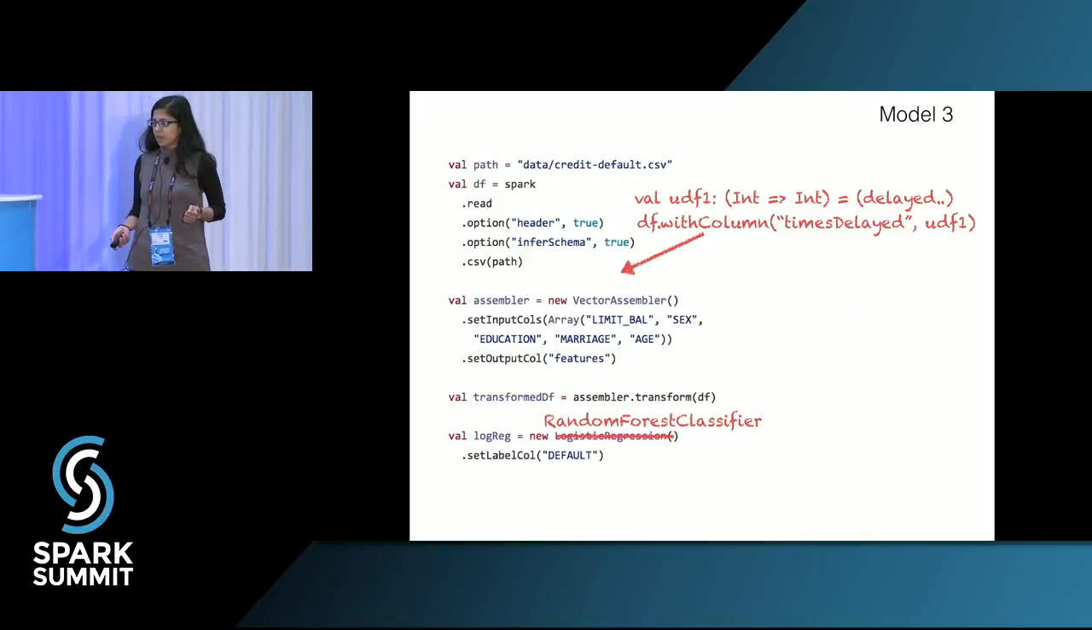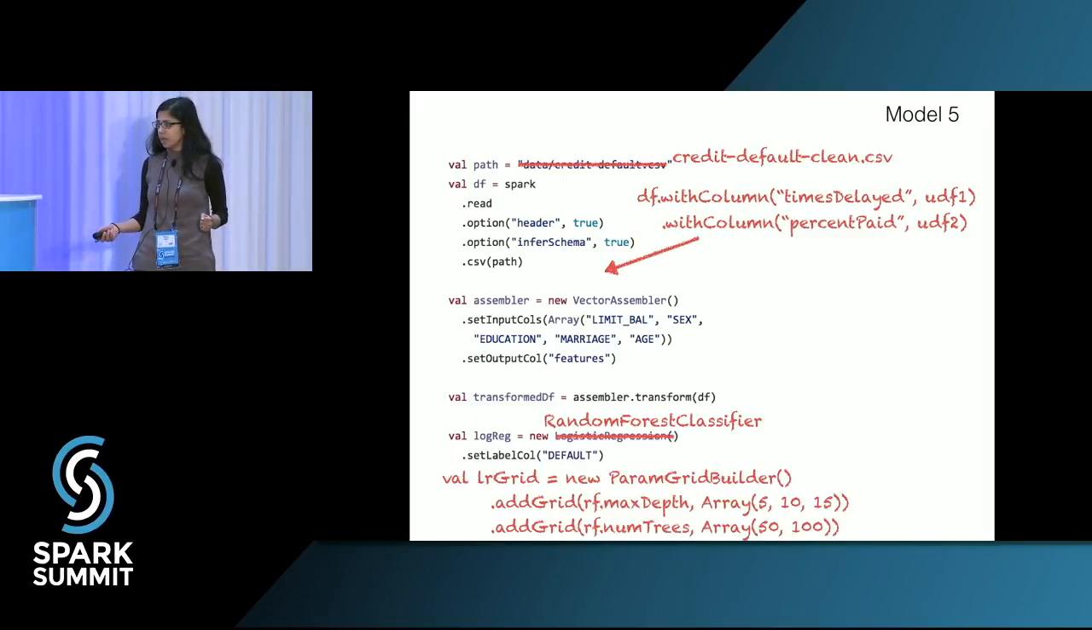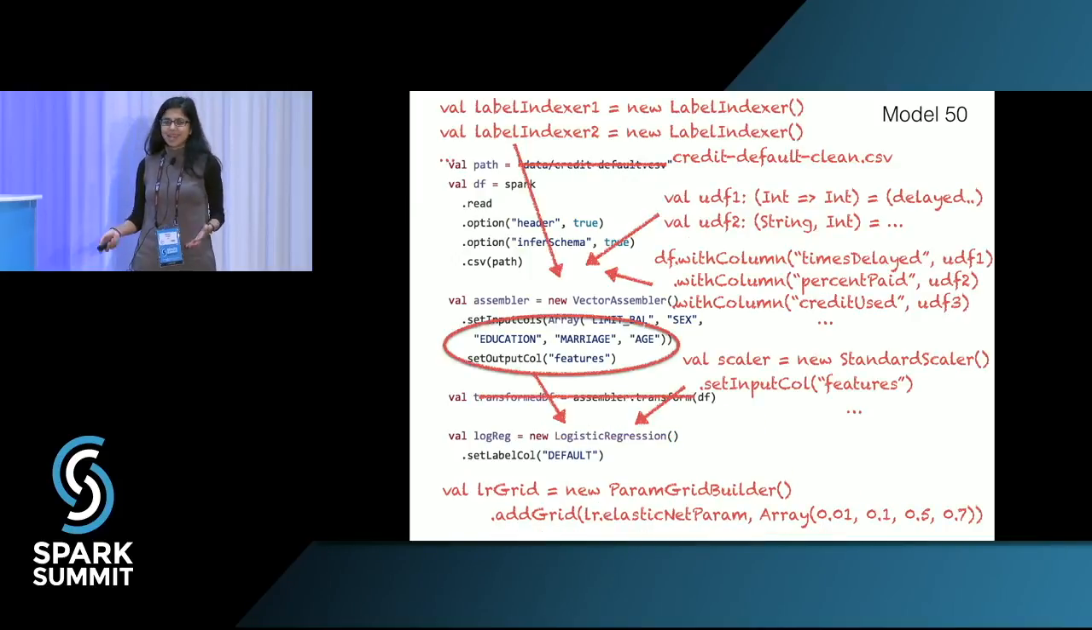So you start messing with it. You try different kinds of classifiers. You start putting in pre-processing steps. This is like, OK, the number of times you delayed a payment on your credit card. Then you bring a cleaned up version of the data set. You do a parameter sweep. It goes on. By the time you're at model 50, your code looks nothing like the way you started. You have a bunch of indexers. You have a bunch of UDFs, parameter sweeps. You know, everything is in there. So does this seem familiar to people, sort of?